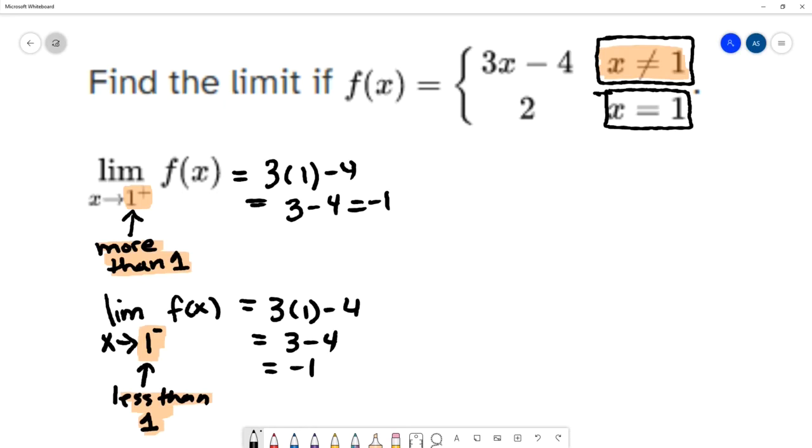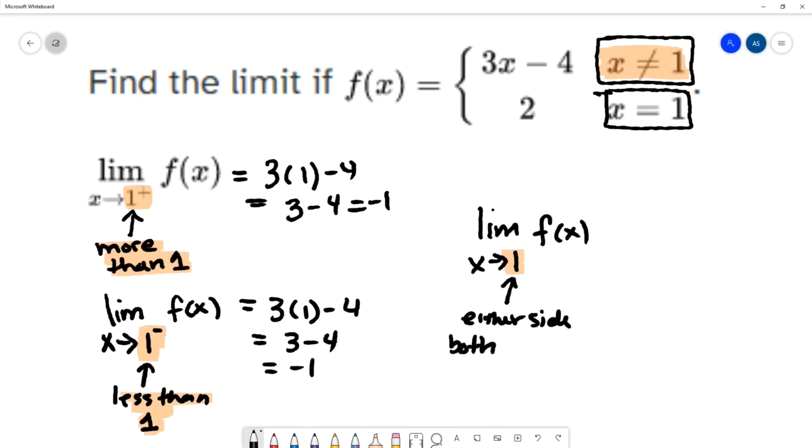Now that we've done the one-sided limits, we can do what I like to call the overall limit, the limit as x approaches 1 of our f of x. On this one, our limit is approaching 1. And when we approach 1 in this way, we mean from either side. So this has got to be both more than 1 and less than 1.